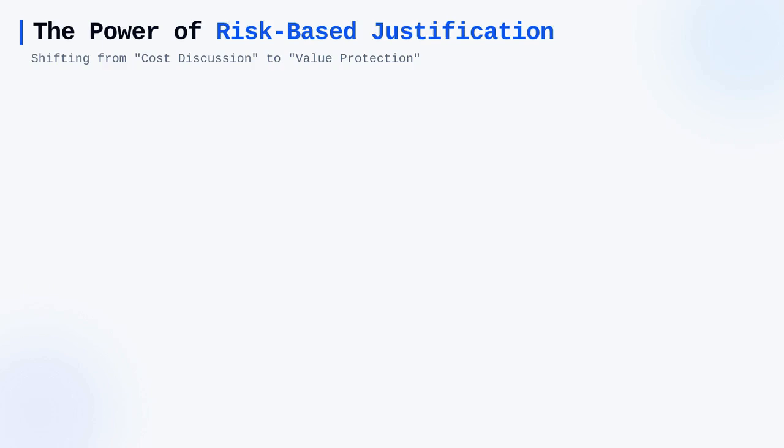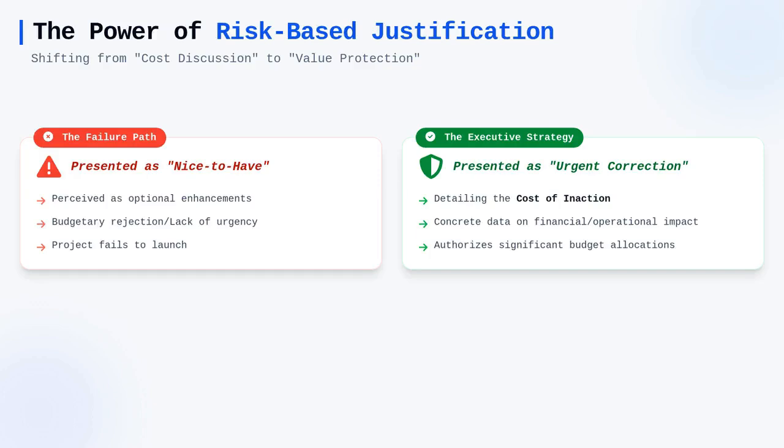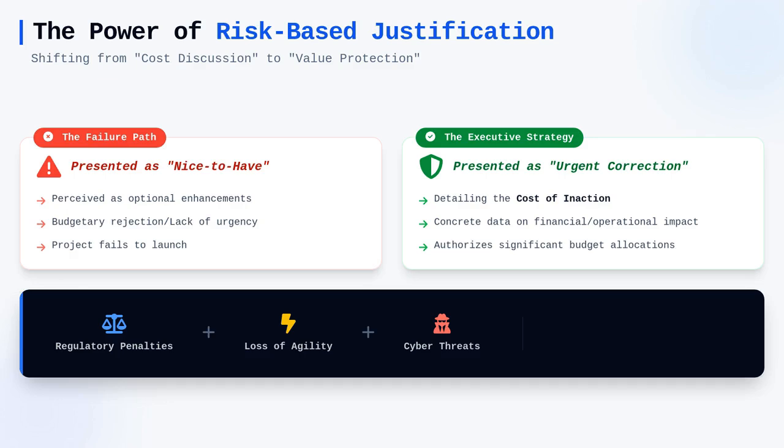Perhaps most critical to the executive suite is the objective assessment of risks, particularly the risk of taking no action at all. Many governance projects fail to launch because they are presented as nice to have enhancements rather than urgent corrective actions. A thorough business case must detail the consequences of status quo, such as potential regulatory penalties, loss of competitive agility, or exposure to cybersecurity threats.